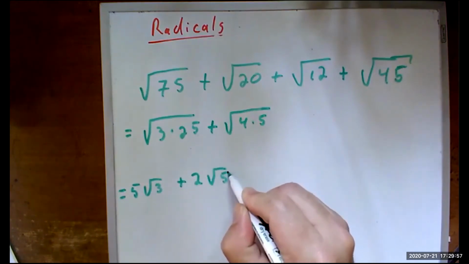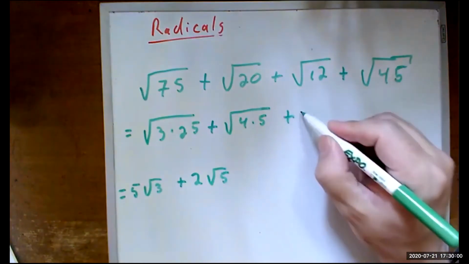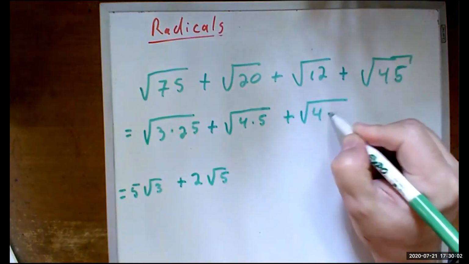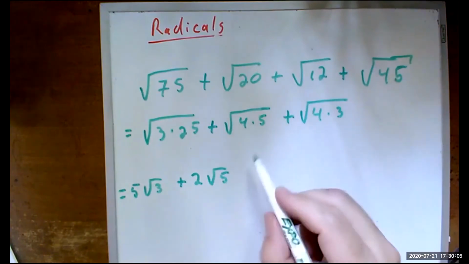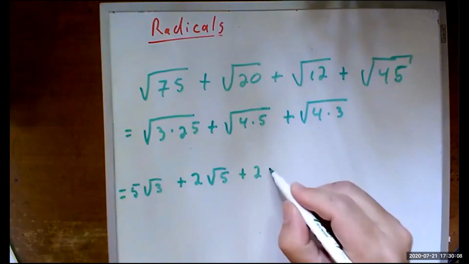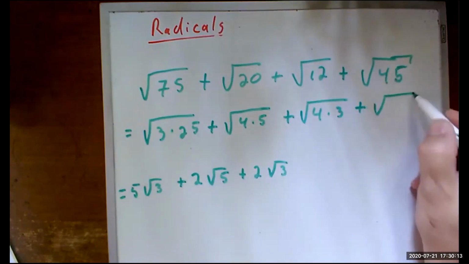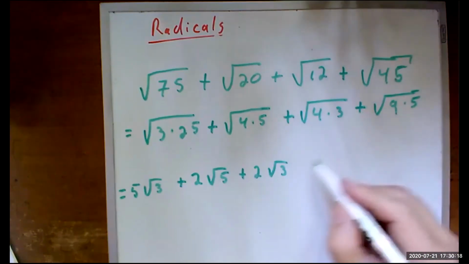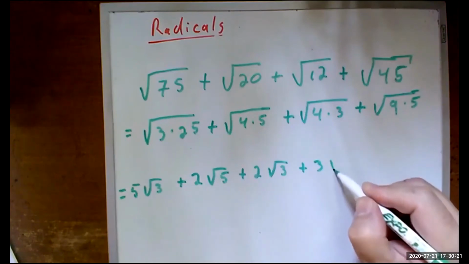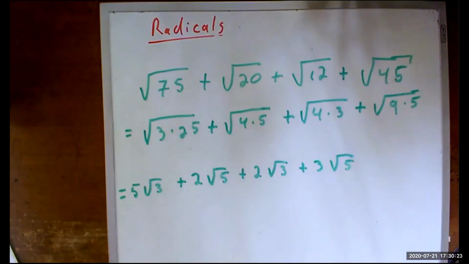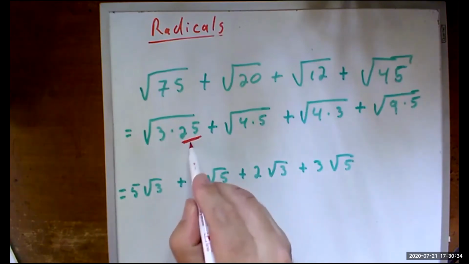Square root of 20 is the same as saying the square root of 4 times 5. I can take the square root of 4, and it's a 2. Square root of 12 is the same as saying the square root of 4 times 3. Again, I can take that square root of 4, and it leaves the 3 behind. And then the square root of 45 is 9 times 5. I can take the square root of 9, and the 5 comes along.